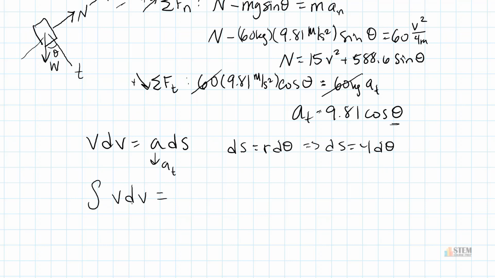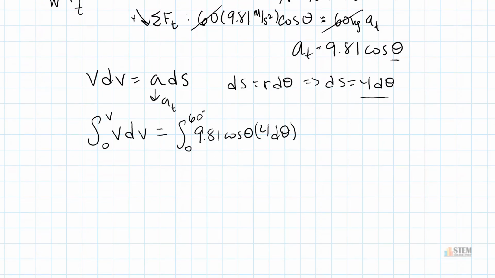So I have the integral of v dv. My limits will be 0 to the final velocity v. And then on the right side, I'm going to have a_t, which is 9.81 cosine theta, times ds, but ds is now 4 d theta. So we'll put 4 d theta right here. And what do we think our limits should be? It's going to be limits of theta, so we're going to have 0, and then finally we're going to the angle of 60. So 0 to 60 will be our limits there.